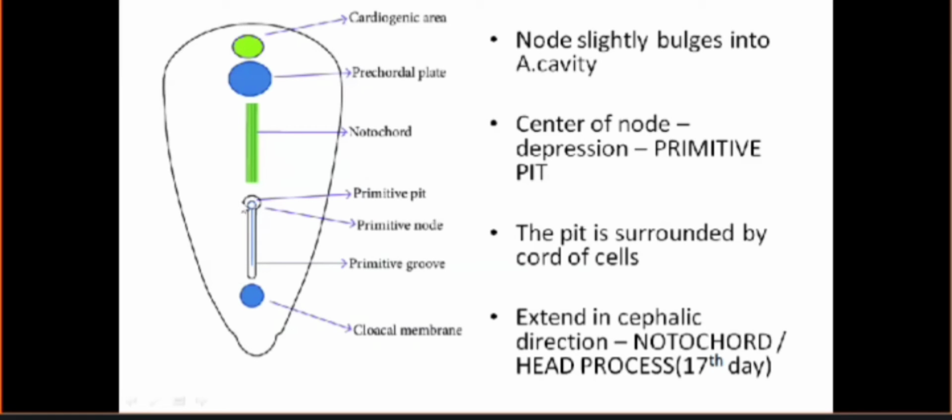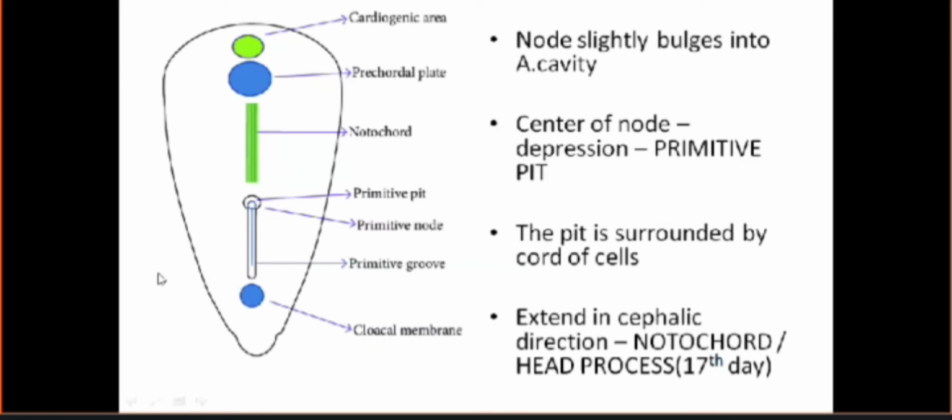At the center of the node, you will see a depression called the pit or primitive pit, and this pit is surrounded by a cord of cells. Extending in the cephalic direction, the notochord, the precaudal plate and the cardiogenic area develop, seen on the 15th day of development. Below the primitive node we see the primitive groove, and below that, at the caudal end, the cloacal membrane.